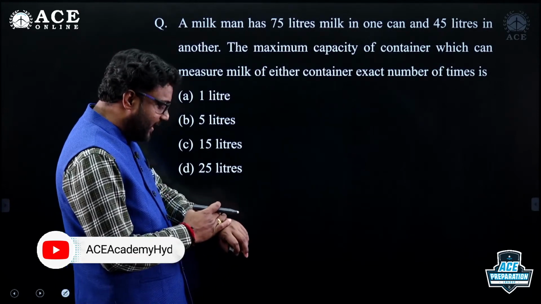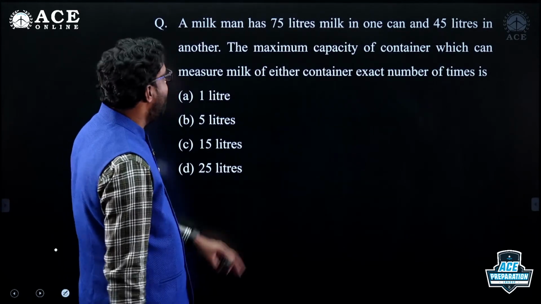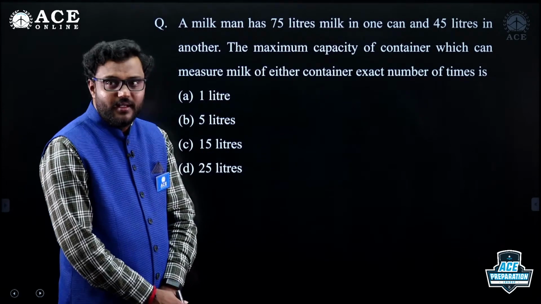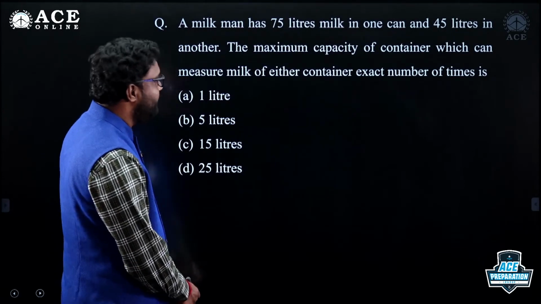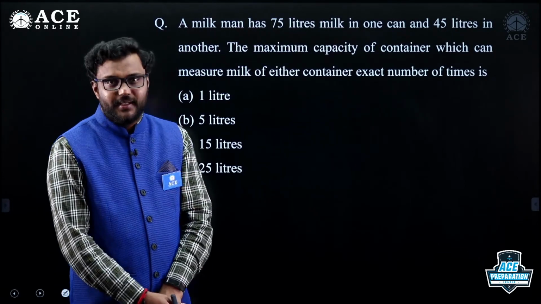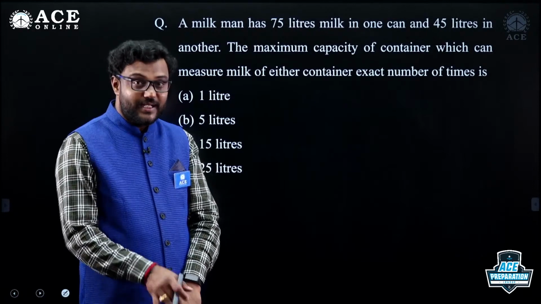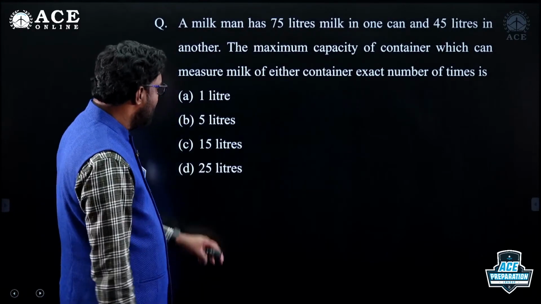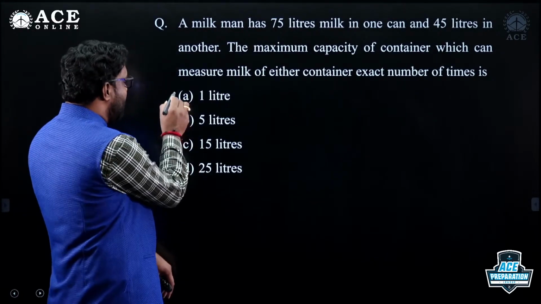You have 75 liters in one can and 45 liters in another one. The maximum capacity, maximum, greatest, that is one clue. And here the options are less than the given numbers.